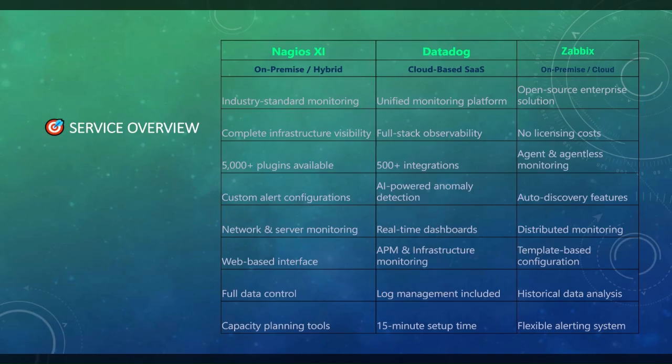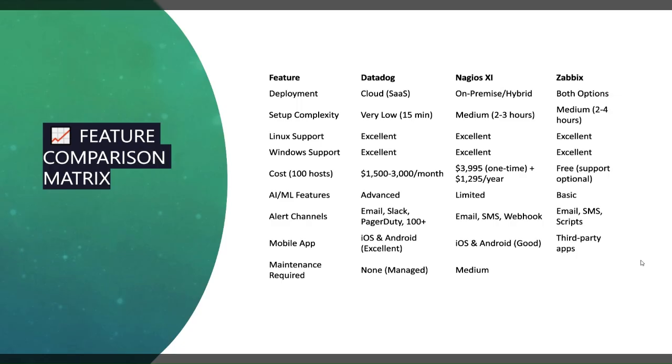Lastly, we have Zabbix, which is open source and completely free. So it has no licensing costs. It can run on its own servers, or it also has the option to run on the cloud. It works well with very large environments and supports automatic discovery of devices as well. All three tools work with both Linux and Windows servers, which is something that we are trying to look into. Next, I'm going to go over the feature comparison.